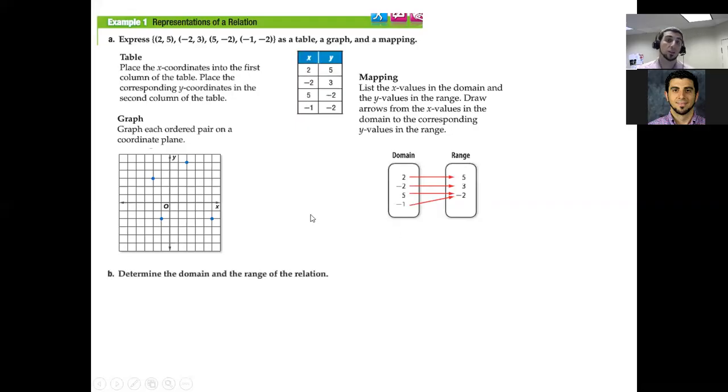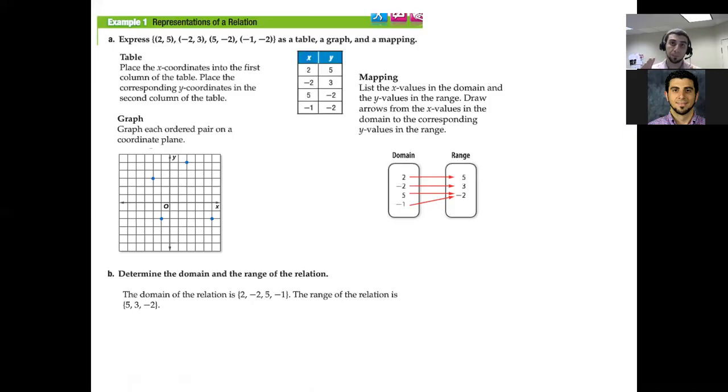All right, so let's determine the domain and range of the relation, which we've already kind of done when we did the mapping diagram. All we have to do is just list them out. And again, since it's a set of numbers, you're going to separate them with commas and put braces around them, not parentheses, because parentheses typically indicate ordered pairs.